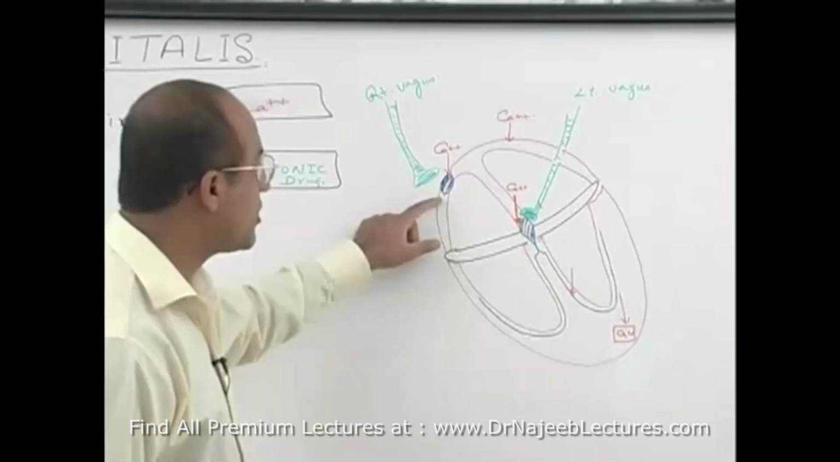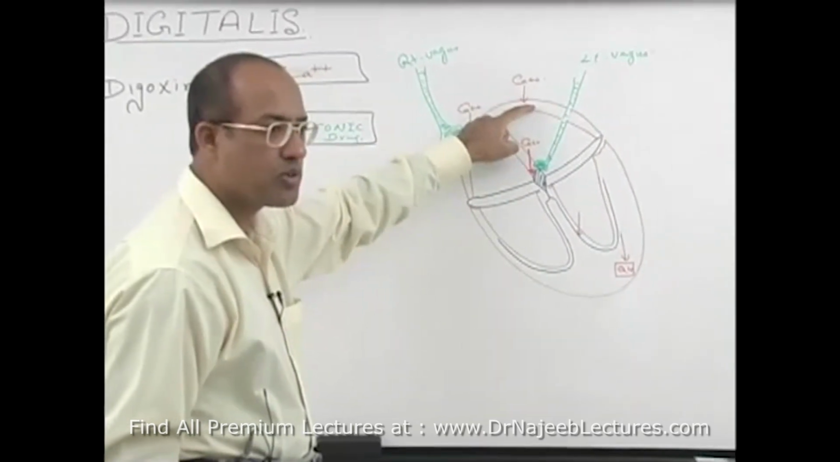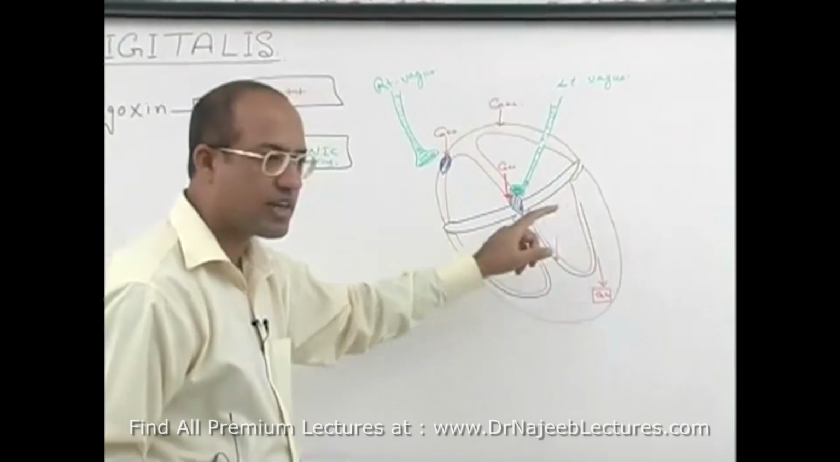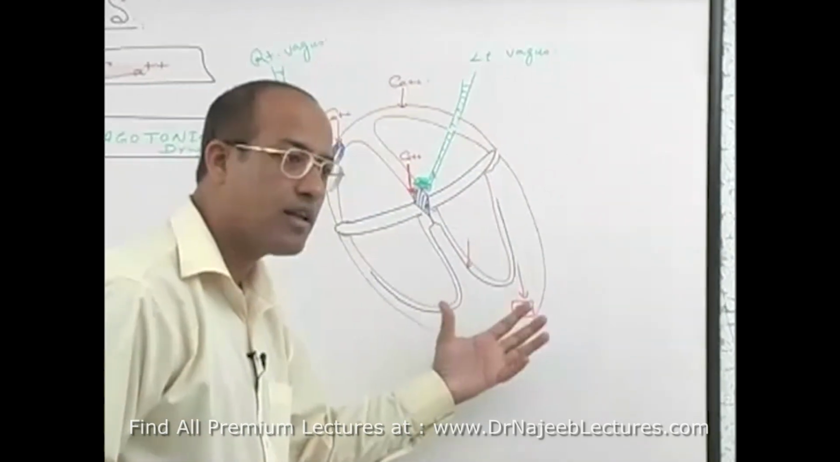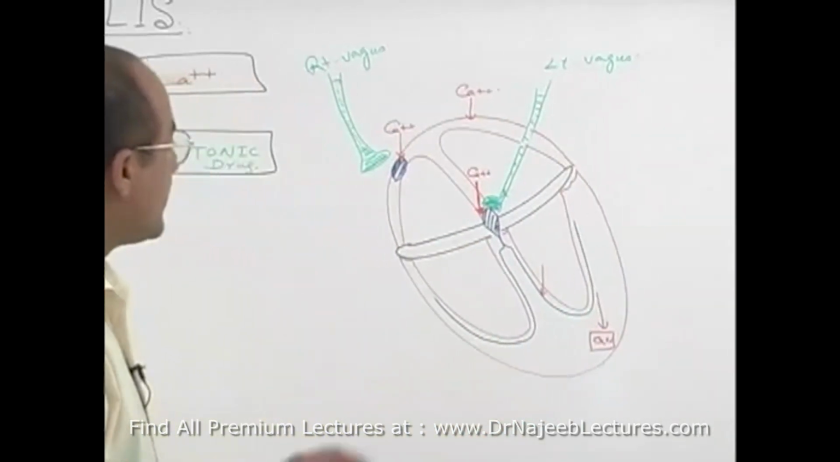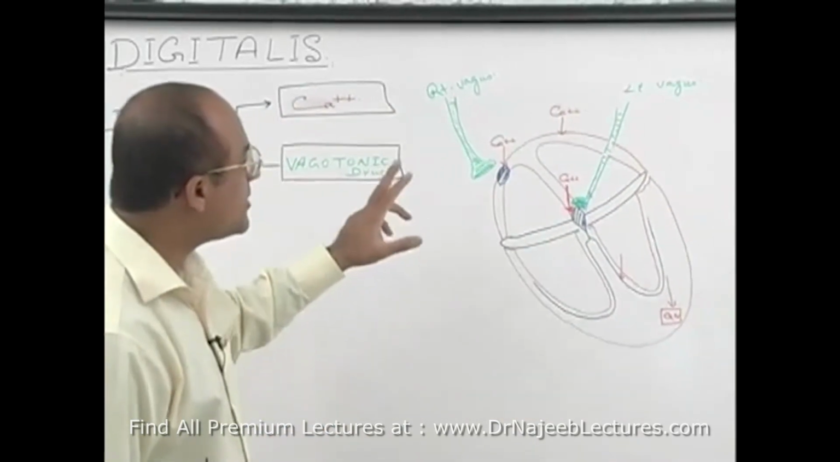When digitalis works on the SA node, it directly becomes loaded with calcium. Atrial muscle becomes loaded with calcium. The AV node becomes loaded with calcium. The conduction pathway becomes loaded with extra calcium. And the contracting ventricular myocardium also becomes loaded with calcium. These are direct actions, right? Then there are indirect actions.